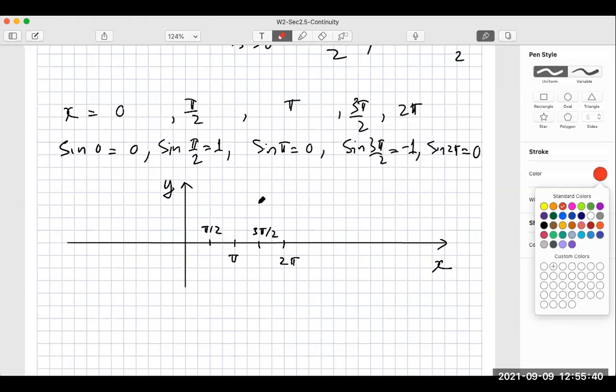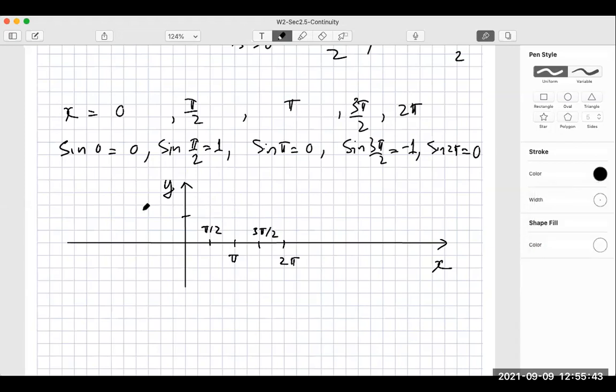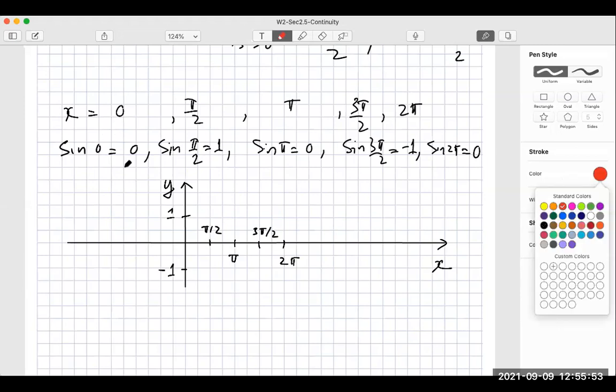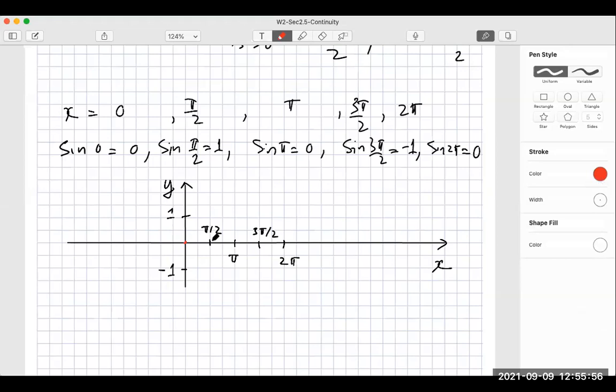At 0, suppose the value in the y direction is 1 here and -1 here. At x equal to 0, sine of 0 will be 0. Where is the point? Very good. At pi over 2, this point, right? Good job. At pi, go back to 0, right? At 3 pi over 2, good. And 2 pi, 0, right? So here is the graph of the sine function from 0 to 2 pi.